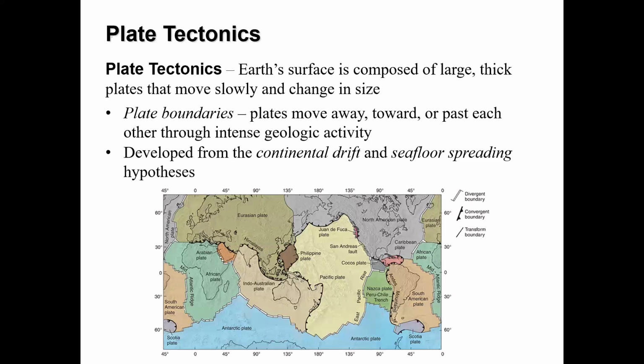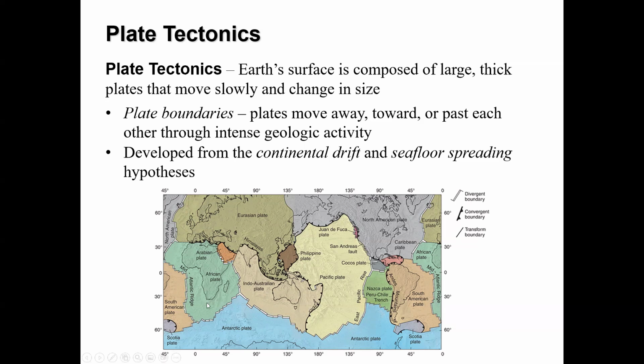So plate tectonics is the general idea that Earth's surface is composed of large, thick plates that move slowly and change in size. So they move relative to each other. And where we define a plate boundary is where plates are either moving away from each other, toward each other, or past each other. And this creates intense geologic activity.